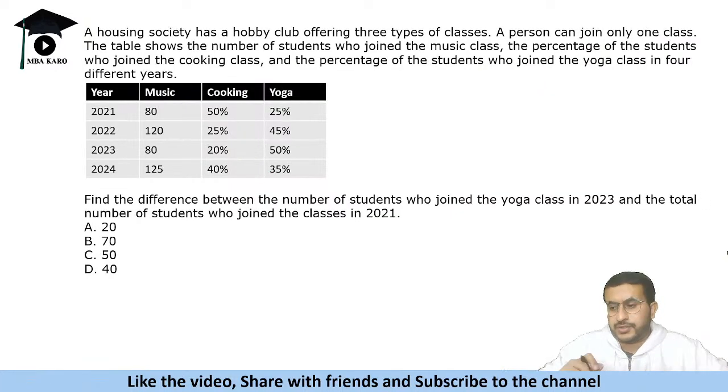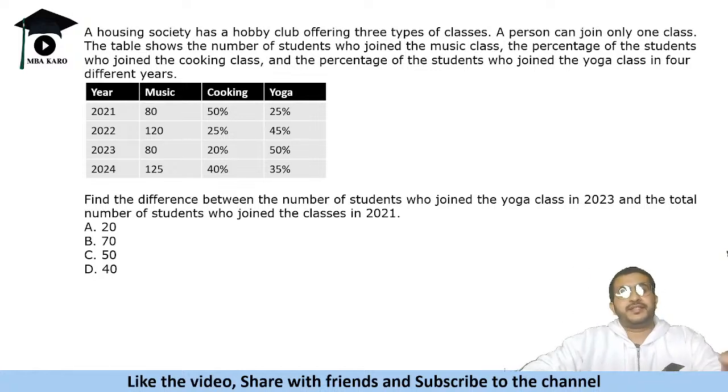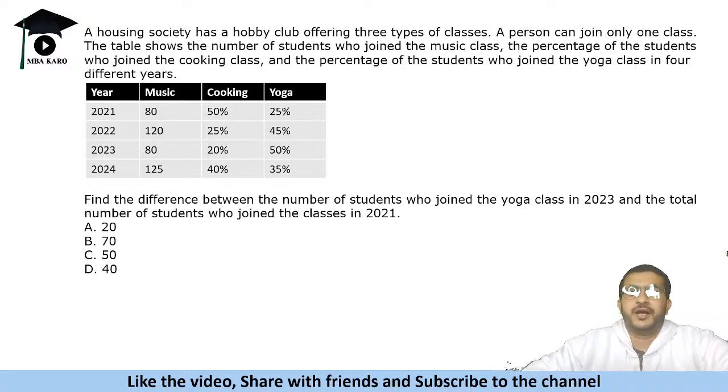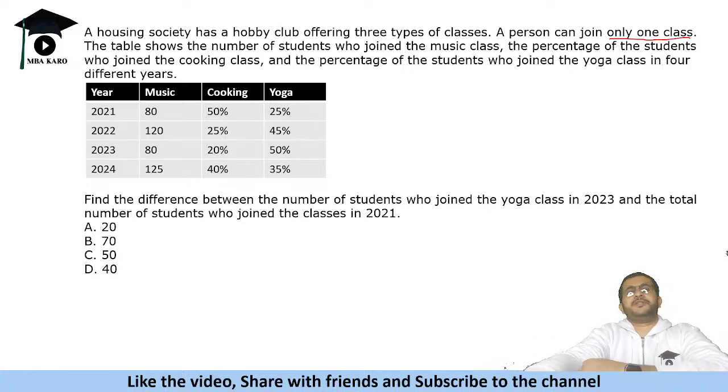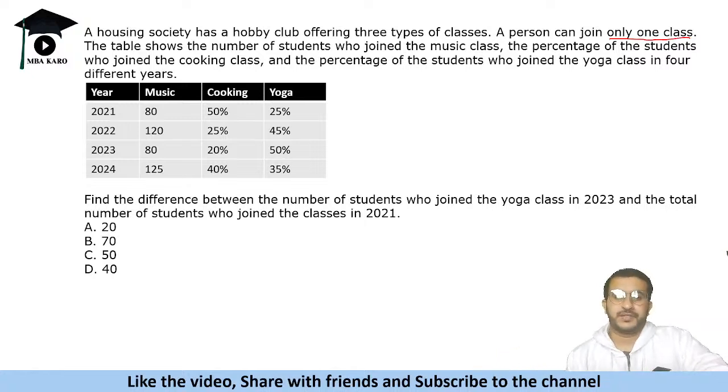All right, so this is one more set that we are going to do. So it says that a housing society has a hobby club offering three types of classes. A person can join only one class. Okay. The table shows the number of students who joined the music class, the percentage of the students who joined the cooking class, and the percentage of the students who joined the yoga class in 4 different years. So this is a simple one. You just have to do simple calculations in it. Okay.